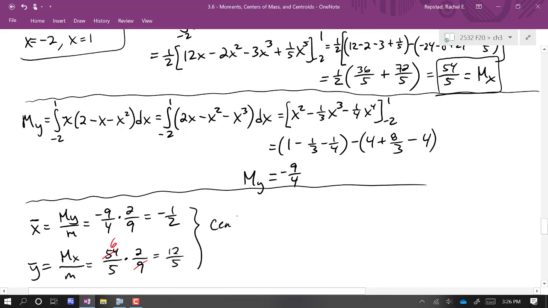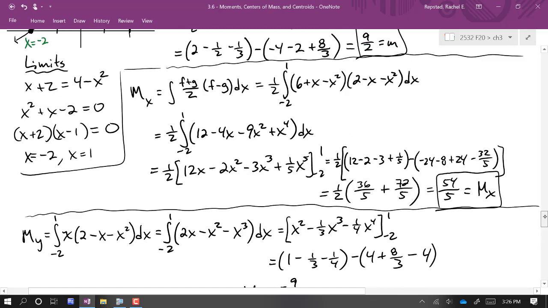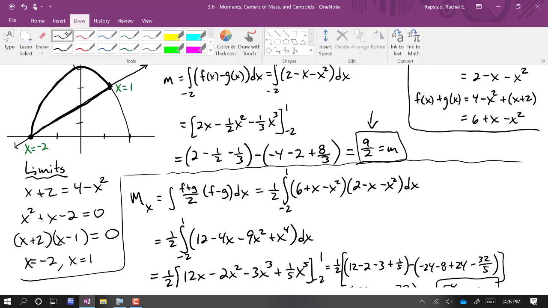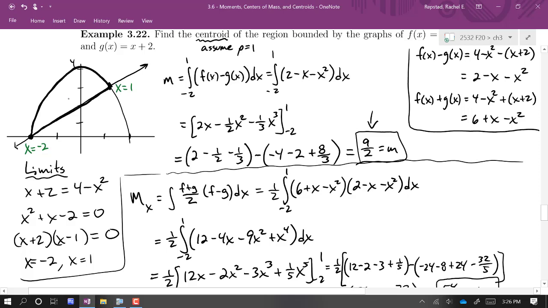And that means that the centroid has coordinates negative 1/2 and positive 12/5. And positive 12/5, that is 2.4. And I'm bringing that up just because if we want to go up here and see where it's located, negative 1/2, 2.4 is probably right about there.